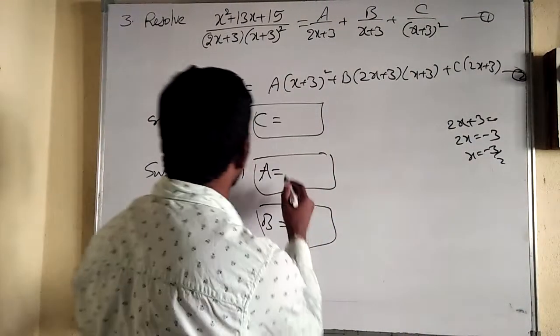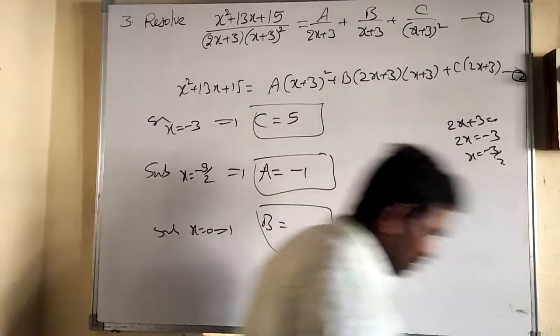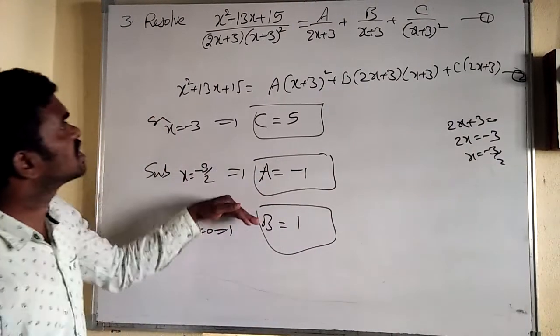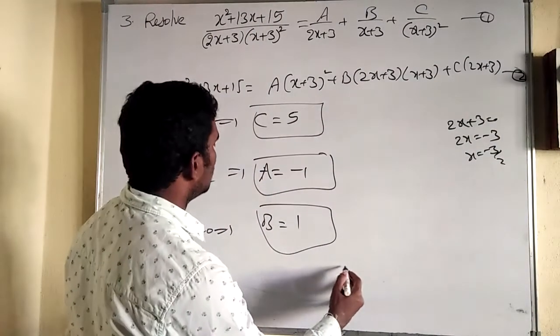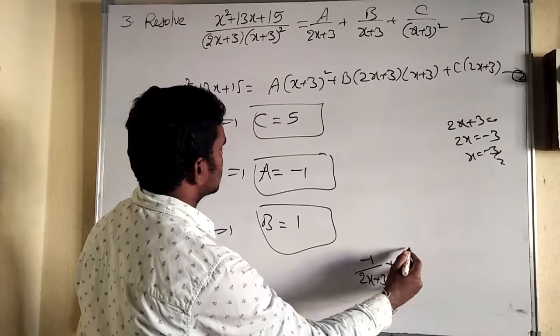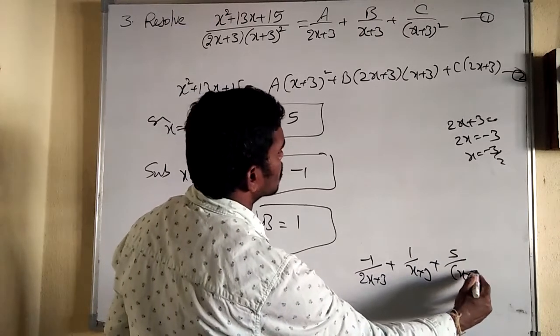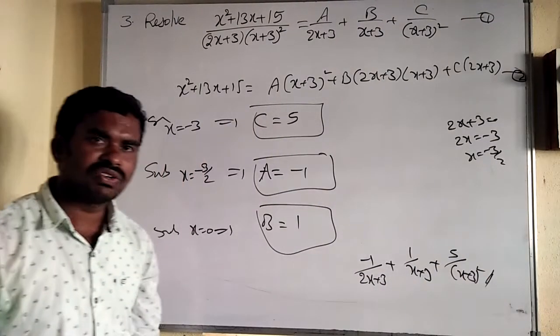C is 5, a is minus 1 and b is 1. Okay. After getting a, b, c values, substitute in equation 1. Finally, the answer is minus 1 by 2x plus 3 plus 1 by x plus 3 plus 5 by x plus 3 whole square. Okay? Can you do it? Very good. Do it.